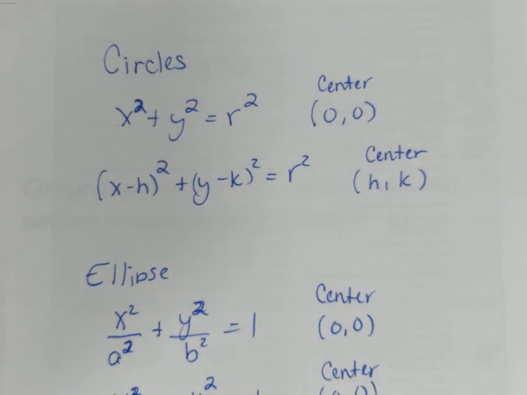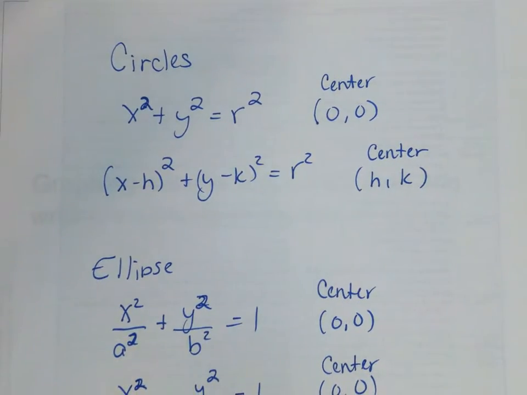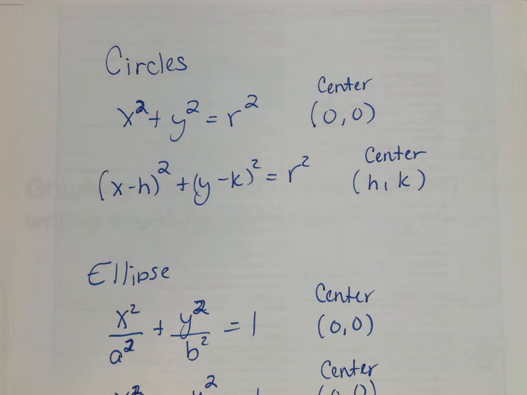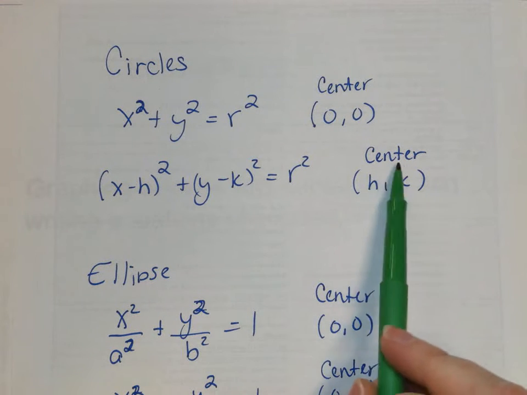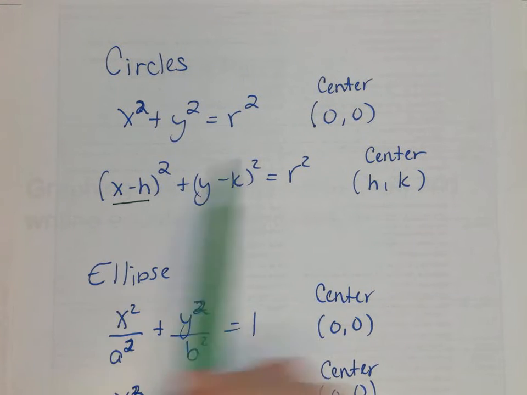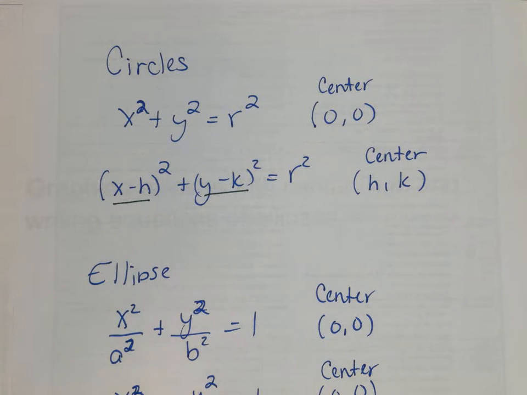First of all, we had circles, and with the circles we had the center at 0, 0. We had x squared plus y squared equals r squared. When we moved the center of the circle to (h, k), notice how the equation changed: (x minus h) squared plus (y minus k) squared equals r squared.